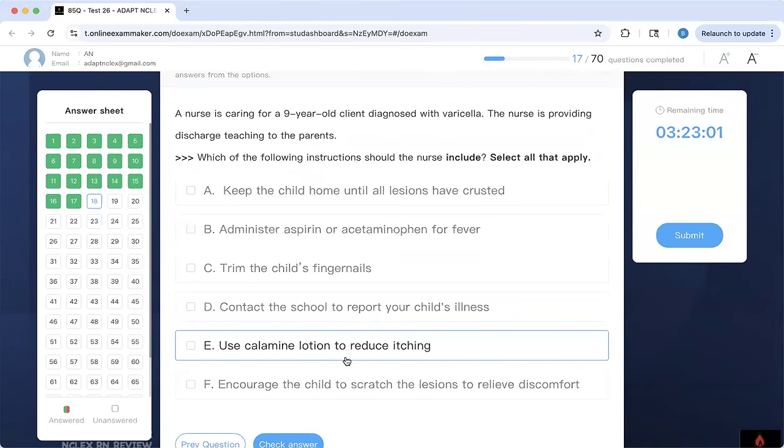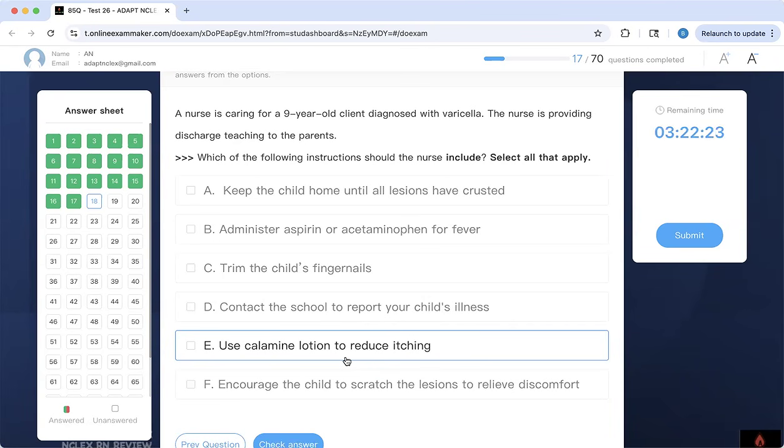A nurse is caring for a 9-year-old client diagnosed with varicella. The nurse is providing discharge teaching to the parent, infection control. Which of the following instructions should the nurse include? Select all that apply. Even though it's infection control, this is a risk reduction question. Keep the client home until the lesions have crusted. Administer aspirin and acetaminophen for fever. Trim the child's fingernails. Contact the school to report your child's illness. Use calamine lotion to reduce itching and encourage the child to scratch the lesions to relieve discomfort.